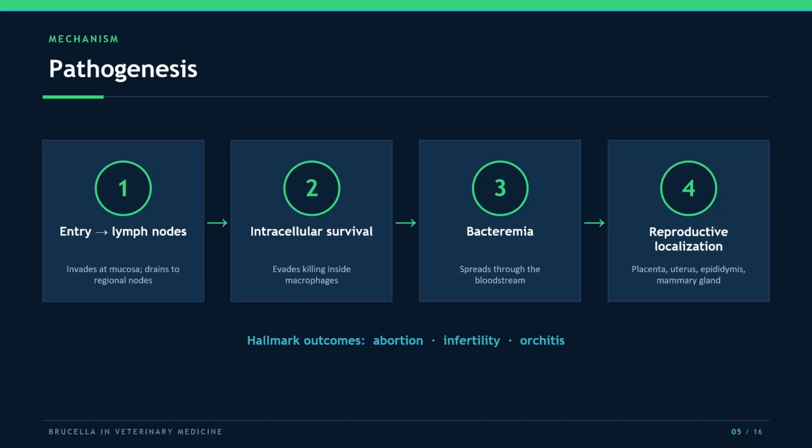Entering the body, Brucella travel to regional lymph nodes and then spread through the bloodstream. Their ability to survive inside macrophages allows them to evade the immune system and establish chronic infection. They have a strong tropism for reproductive tissues, especially the placenta, uterus, epididymis, and mammary gland. This is why abortion, infertility, and orchitis are hallmark signs.